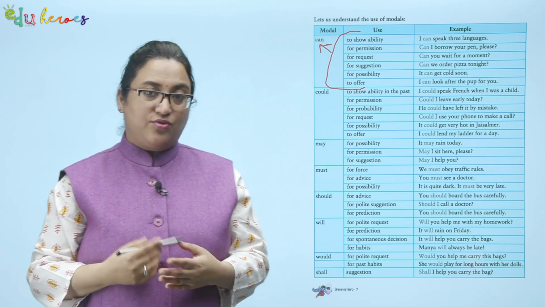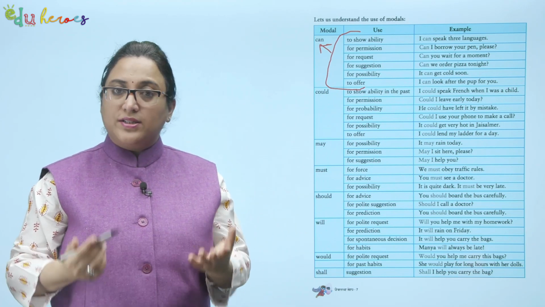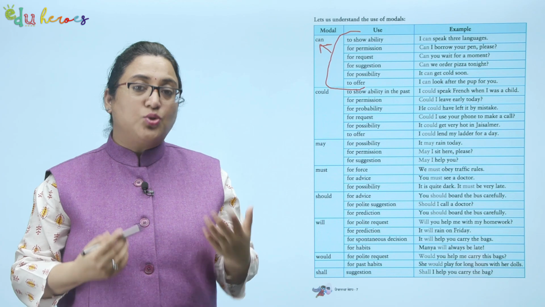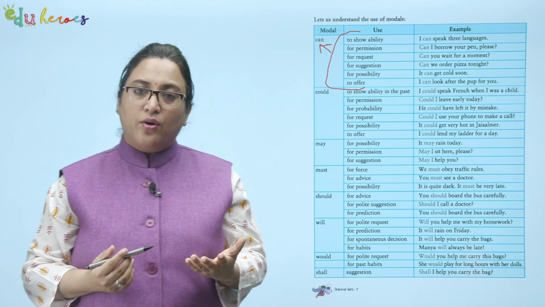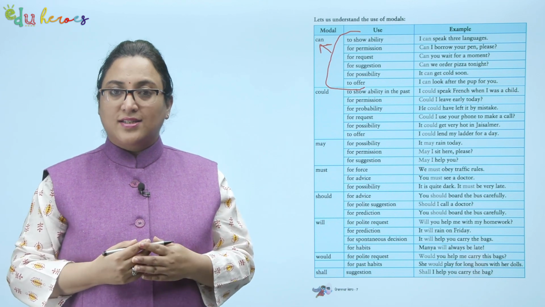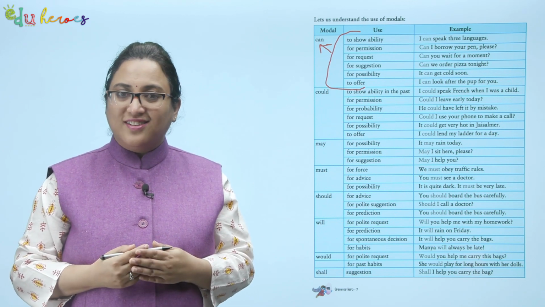I can speak 3 languages. So that's your ability. You can. You may not choose to speak all, but that's your ability. Can I borrow your pen, please? This is seeking permission. You're asking.